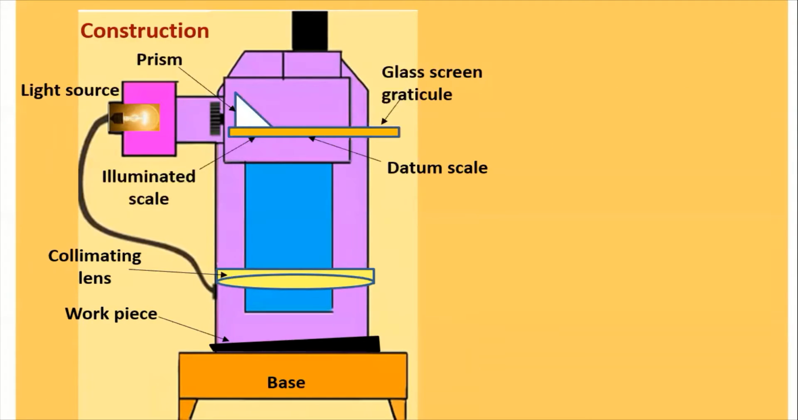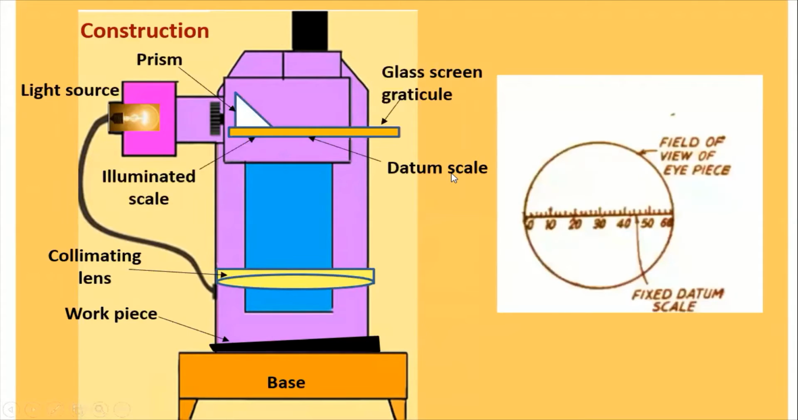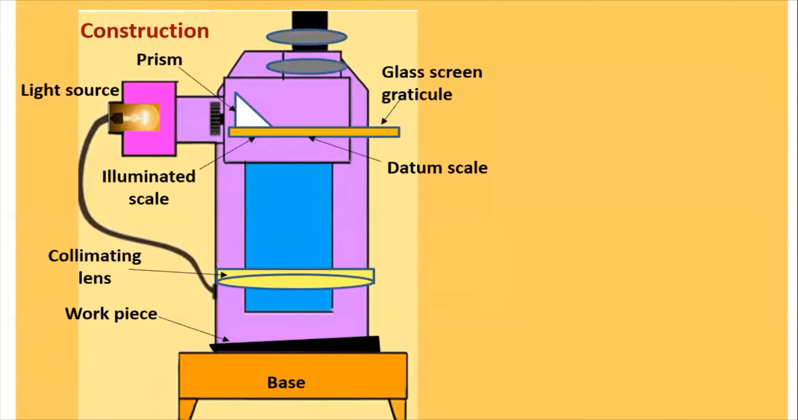Okay, so again on the glass screen graticle there is a datum scale. The first one is the illuminated scale, another one is the datum scale, and this datum scale which you are observing here is a top view again, and this datum scale is horizontal and fixed. This horizontal scale is engraved across the center of the screen and is always visible through this microscope, or through the eyepiece. Here I'm showing the microscope eyepiece through which we can observe the scale.